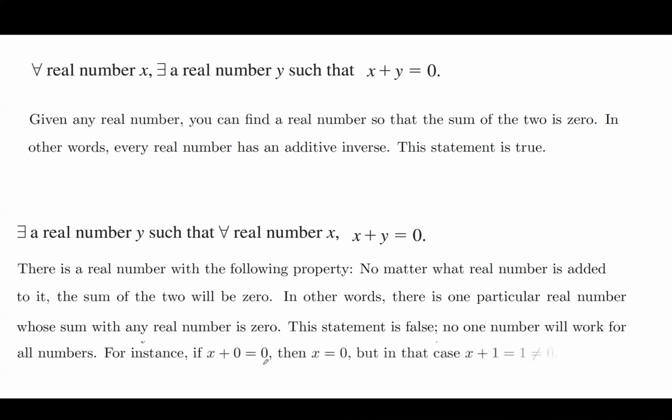If x plus 0 is equal to 0, then x must be 0. But what if you have x plus 1, which is equal to 1? This is not equal to 0. So again, the order of quantifiers is super important because you should be careful or you get a wrong or false statement. The meaning of the statement will change if you change these orders.